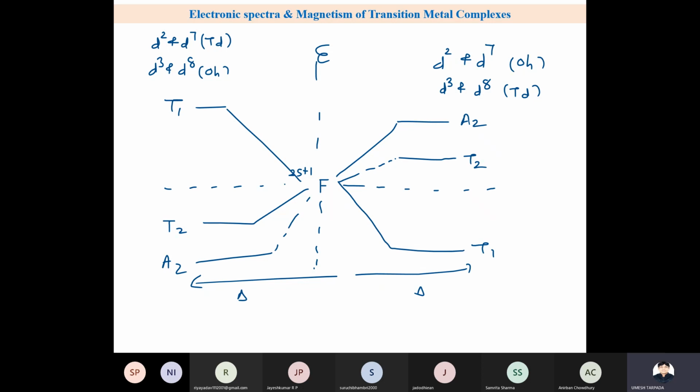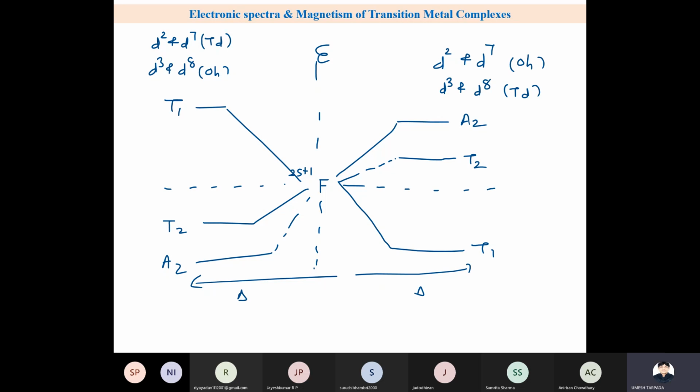So this is the general diagram for D2, D3, D7 and D8 systems in an octahedral field. It shows how the splitting takes place for the electronic configuration in tetrahedral and octahedral fields. So, the Orgel diagram for high spin octahedral complexes. Orgel is only applied for weak field complexes, remember. Today we are going to discuss the Orgel diagram for octahedral complexes with different systems.